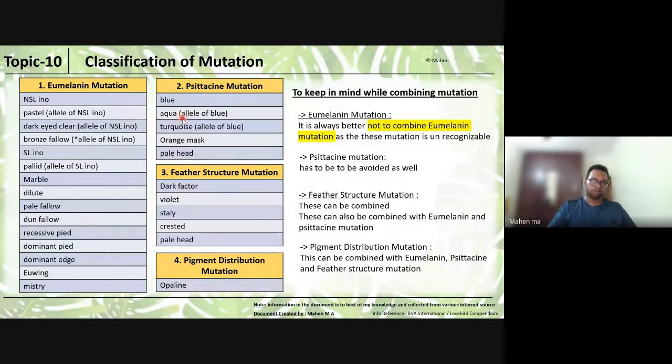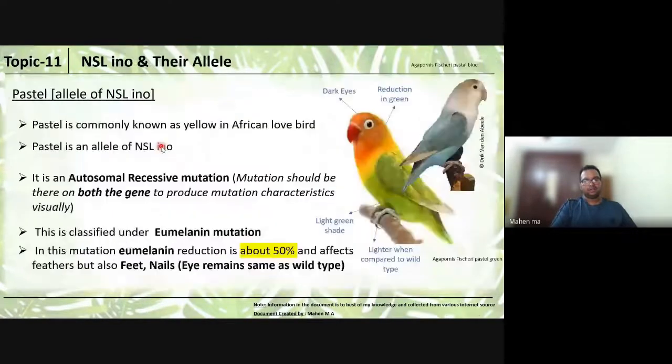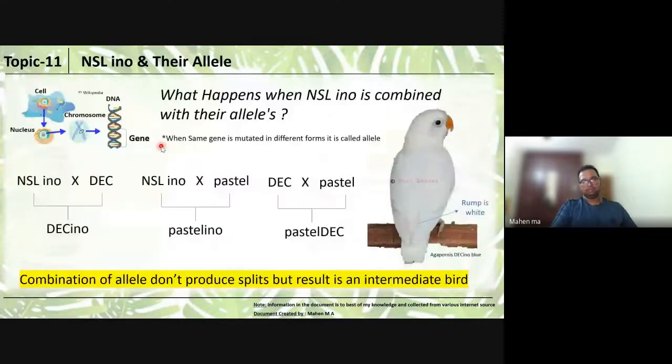You cannot say it is blue split aqua. Or when you combine a blue bird with a turquoise bird, it is blue turquoise. It is not blue split turquoise. So whenever alleles are there, you always have to use both the mutation names in a single word.